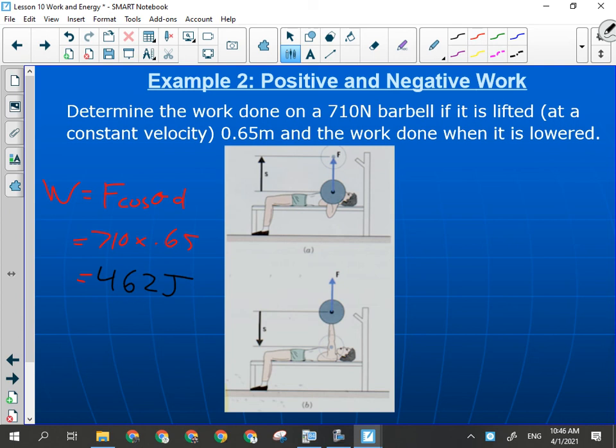So, how much work is done when I lower it? Can I use this formula again? When I lower the barbell, I'm going to go F cos theta times d. But now that's going to be 710 times what angle? I'm exerting the force upwards. The barbell's moving downwards. What's the angle?